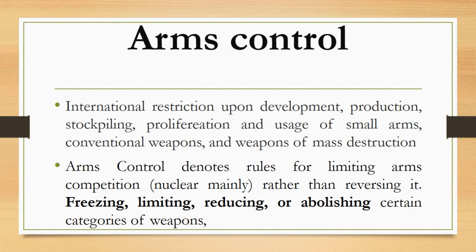Arms control is basically an international restriction upon the development, production, stockpiling, proliferation, and usage of small arms, conventional weapons, and weapons of mass destruction. Arms control aims to limit the number of weapons and to regulate their use by virtue of bilateral or multilateral agreements or arrangements. It includes freezing, limiting, reducing, or abolishing certain categories of weapons.